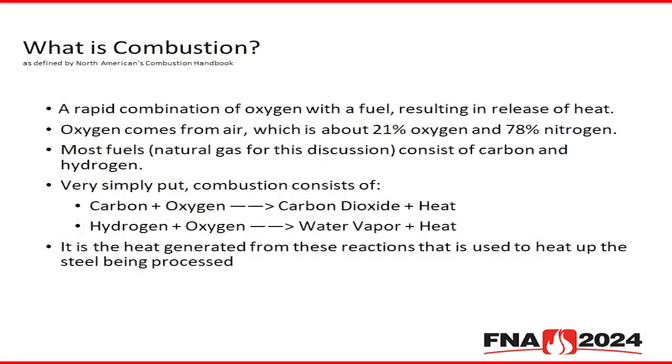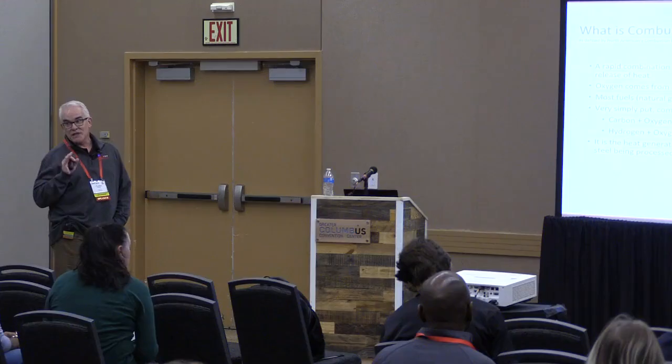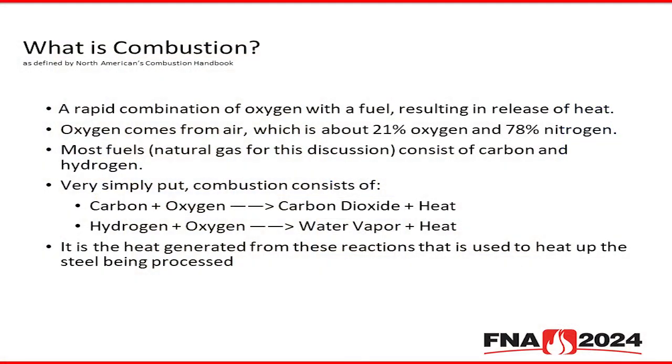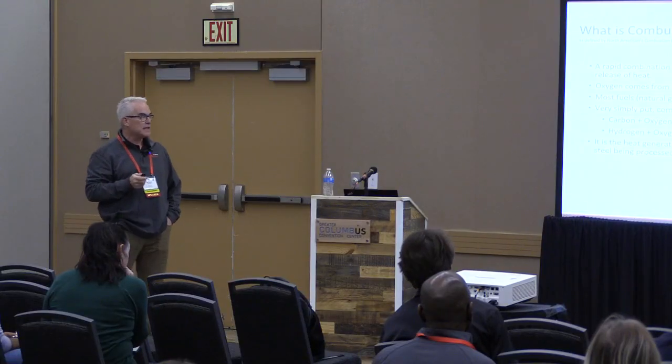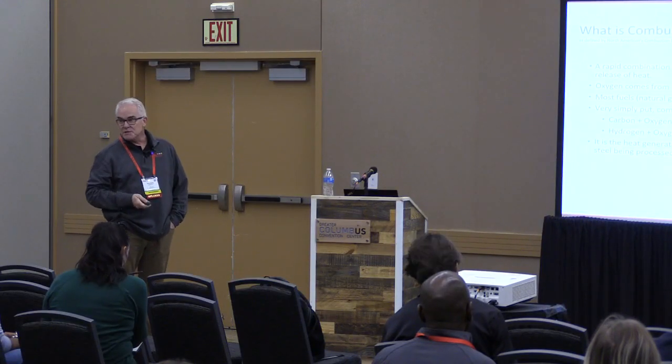Again, we're going to talk about natural gas this time, but natural gas consists of carbon and hydrogen, the old CH4. Very simply put, and I like to keep things simple, so if you want to get very technical on this, you'll have to find someone else to talk about it. But combustion consists of carbon plus oxygen gives you carbon dioxide and heat, hydrogen and oxygen gives you water vapor and heat. And it's the heat generated from these reactions that's used to heat up the steel or aluminum that's being processed in your furnaces.